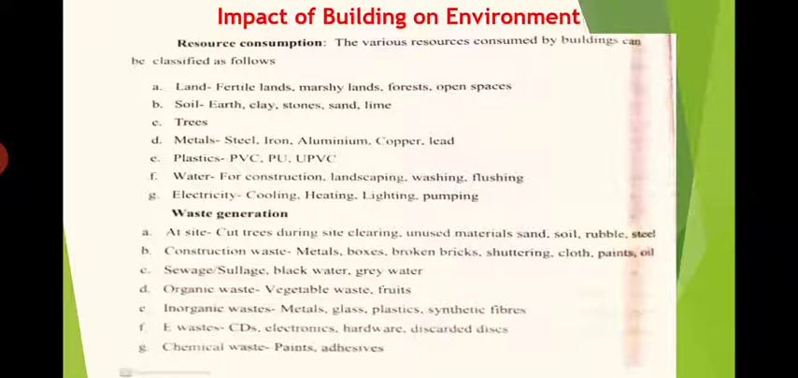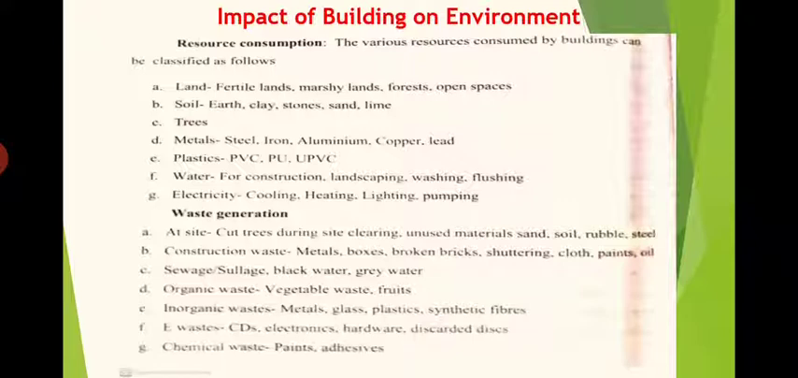In another way, we can say that by constructing a building, a particular building is creating a lot of impact on the environment. It is consuming a lot of resources, as we have already mentioned. Along with this, buildings generate a lot of waste also, categorized as at-site waste: cut trees during site clearing, unused materials, soil, rubble, steel, etc. Even before the construction itself, they generate some waste through cutting and clearing. For clearing the site itself, we remove a lot of trees, and that is going to be a waste.